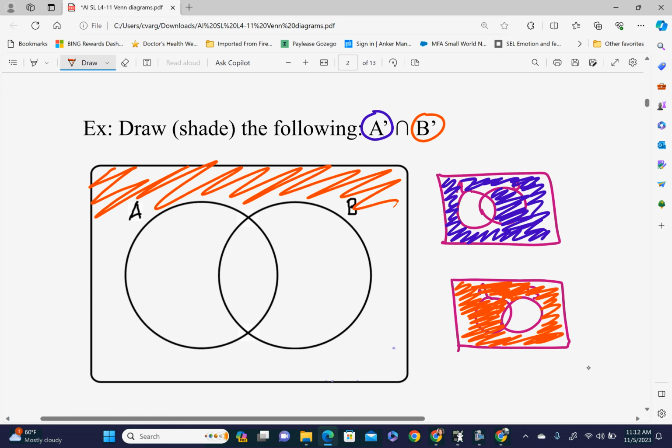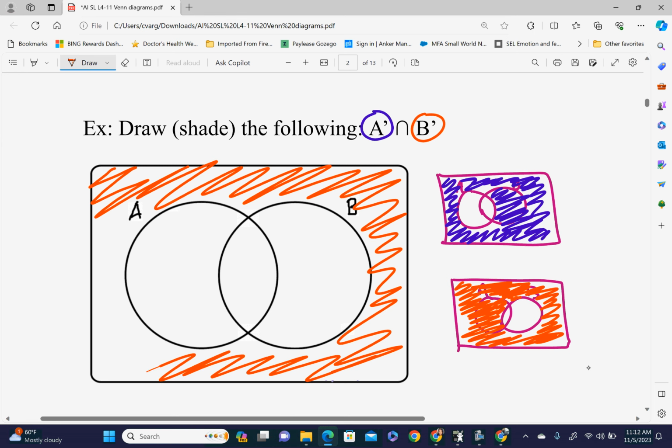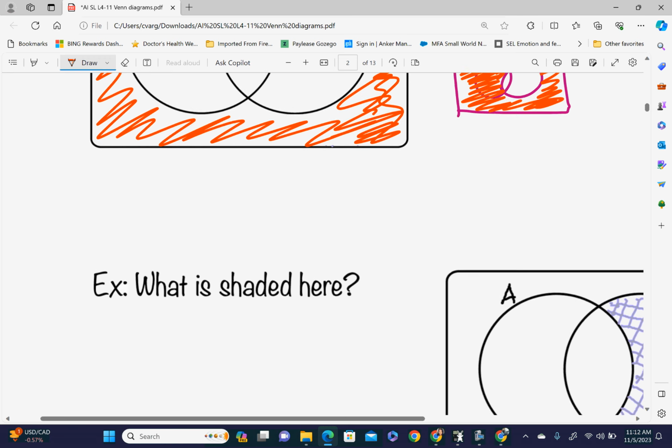Okay? So all the neithers is the best way to say it. Shading all of this, including this part right here. That should make sense visually. Hopefully this diagram helped you figure out how to shade the following.